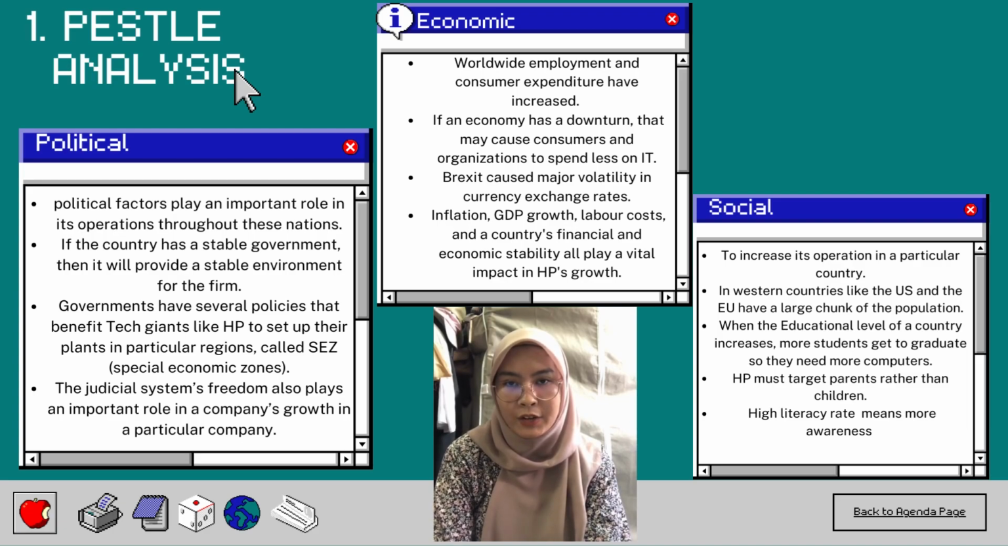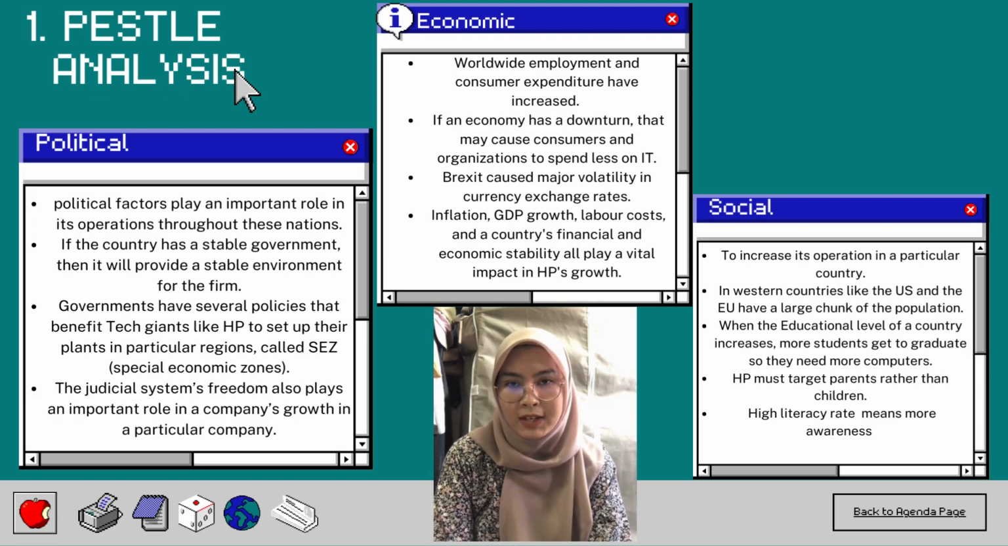The second is economic. Economic factors are an important force affecting business globally and HP's growth. This factor grows because of big technology brands like HP that operate in the international market. The recession is over, and since then worldwide employment and consumer expenditure have increased. Economic uncertainty and fluctuation persist in several global markets.